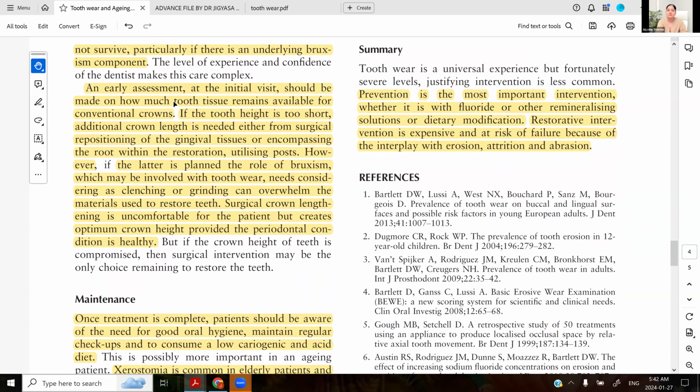So an early assessment at the initial visit should be made on how much tooth structure remains available. BEWE will come in handy in the initial stage to have your future treatment plan in mind. And if the tooth height is too short, additional crown length is needed from surgical repositioning of gingival tissues, which is also known as surgical crown lengthening. Am I correct? If you have short crowns, you'll need surgical crown lengthening.